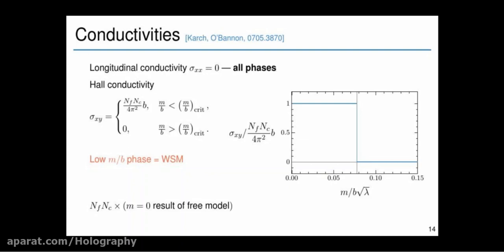And then in the insulating phase, the large m over b phase, the Hall conductivity vanishes, so we get the step function-like behavior. But it's the fact that it's non-zero in the low m over b phase which is why we identify this phase as a Weyl Semimetal.